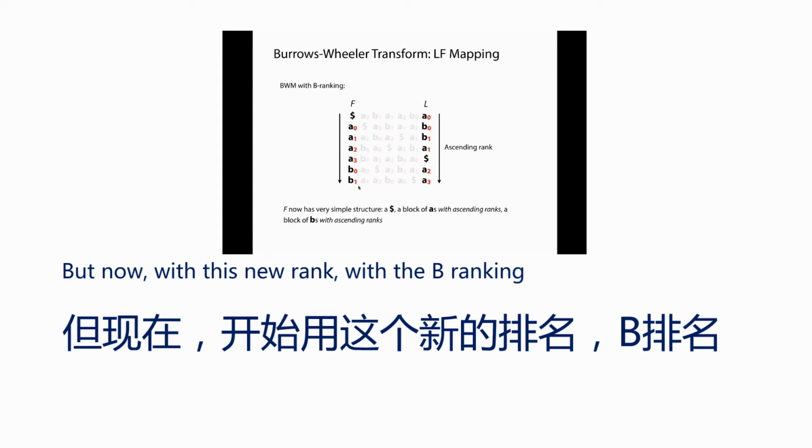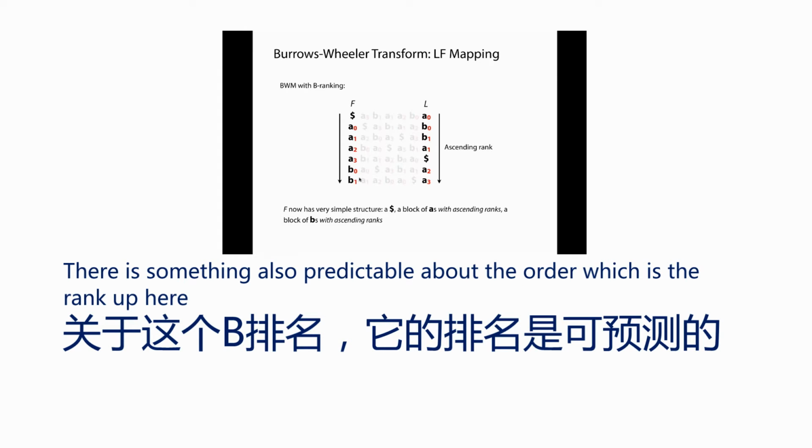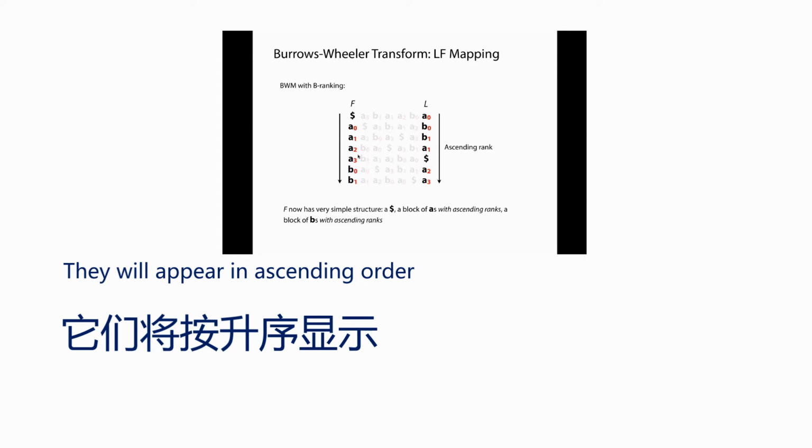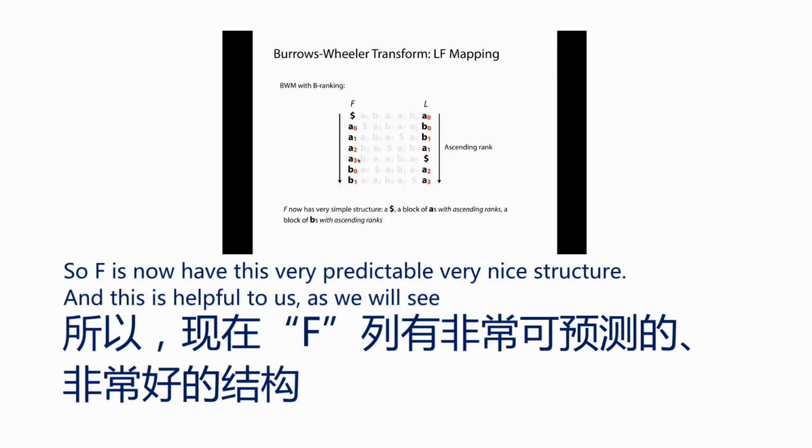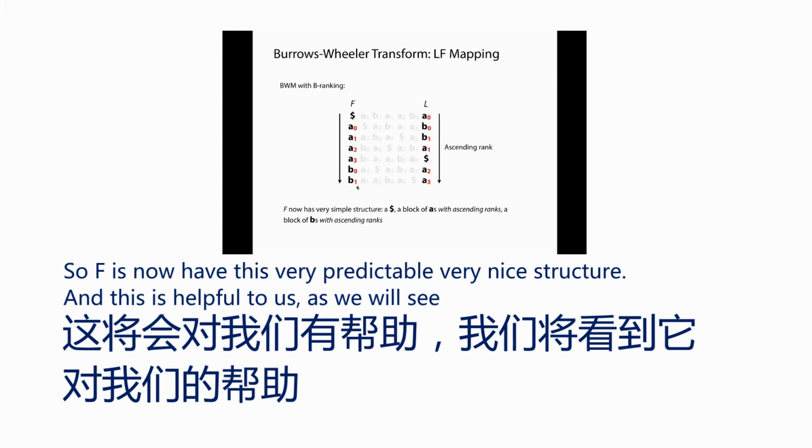But now, with this new ranking, with the B ranking, there's something also predictable about the order in which the ranks appear. They're going to appear in ascending order. So this block of A's is always going to be A sub 0, A sub 1, A sub 2, A sub 3, etc. So F now has this very predictable, very nice structure. And this is helpful to us, as we'll see.